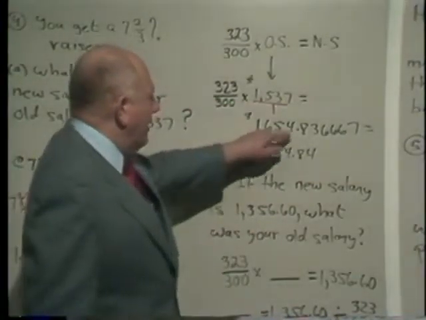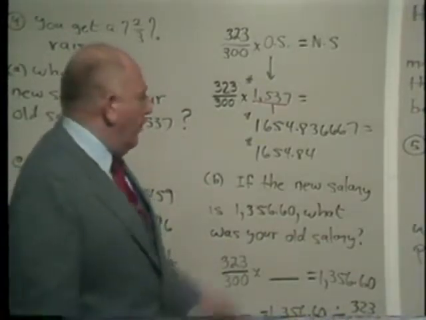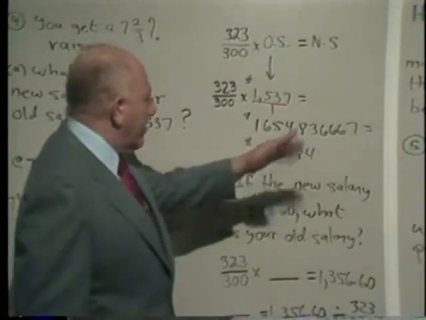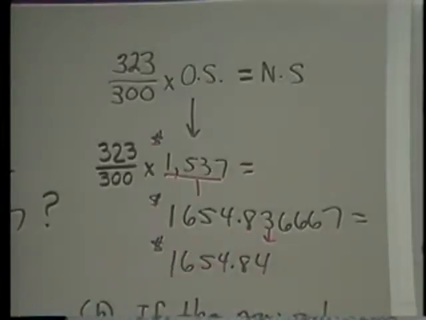But once you do that, the calculator will show you something like 1,654.836667. We round that off to the nearest penny, in this case the nearest hundredth, and that says that after the raise, you were making $1,654.84, which, by the way, checks with the range that we said the answer had to be in.